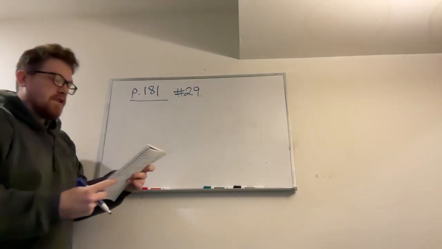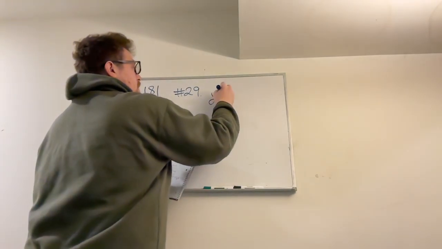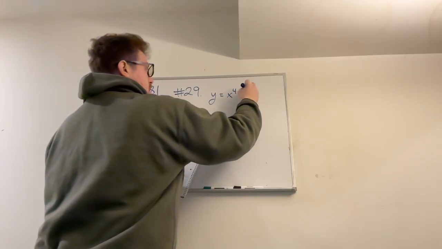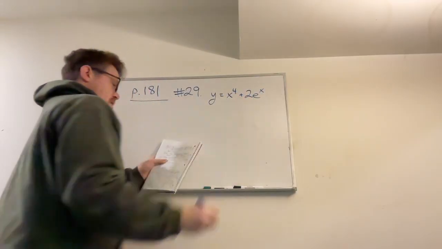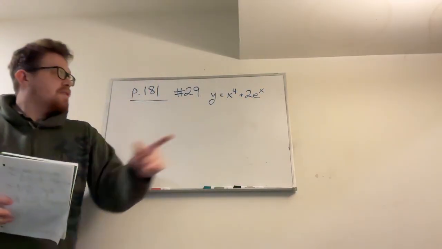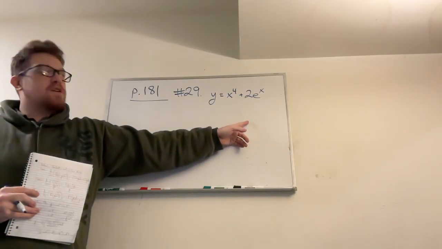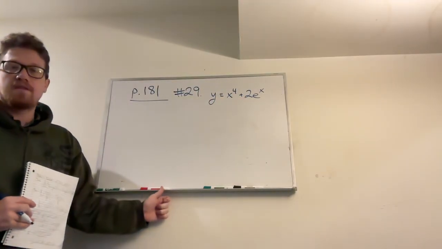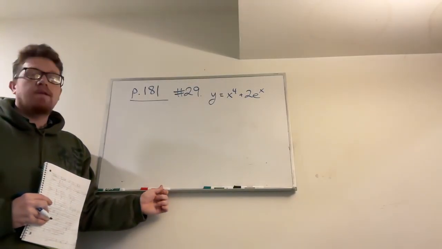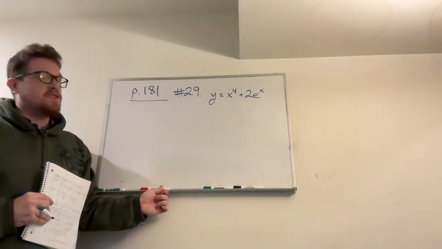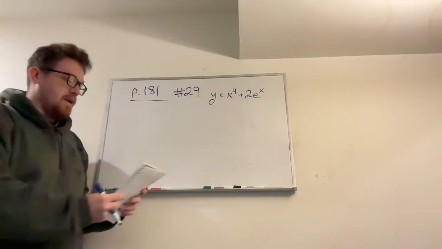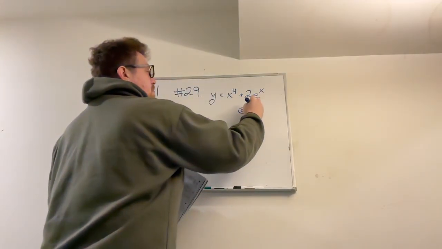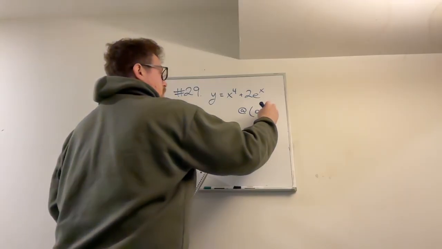So they give us a function which is y equals x to the fourth plus 2 e to the x. And they give us a point on the curve, and they ask us what's the equation of the tangent line. So the line that passes through just that one point is tangent to it. And the normal line, which is just going to be perpendicular to that line, at a particular point. So it's at the point 0, 2.